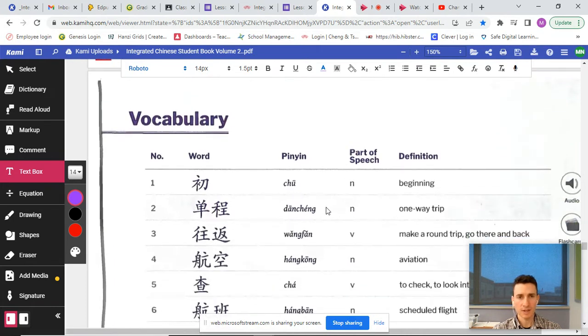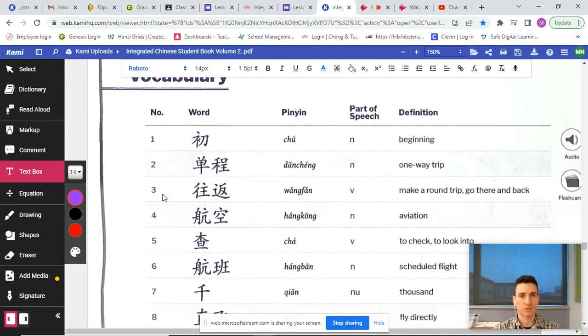Okay. So let's go over the vocabulary list. 出 just means beginning. 单程, which means one-way trip. 单 means single, 程 is a trip. 往返, 往 just means in a direction, 返 means to return. So when you want a two-way ticket, it would be a return trip. 航空 just means aviation. And if you put a 公司 at the end of this, then it would be an airline company, or an airline. We would just call it airline in English.